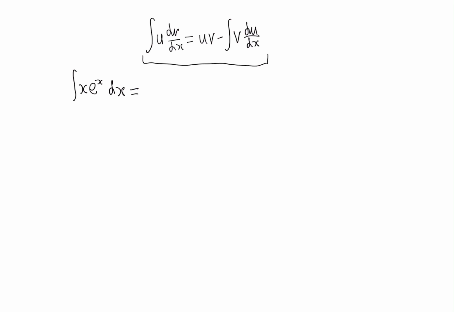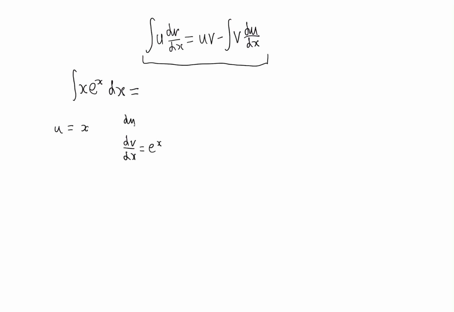Now, for choosing the u, what are we going to do to u? We're going to differentiate it. And if we differentiate e to the x, we're still going to get e to the x. So that doesn't really help. But if we differentiate x, then we're going to get 1. Now that seems more helpful. So let's just go with this. Choose u as x and dv by dx as e to the x.